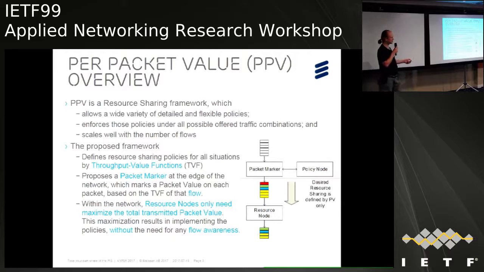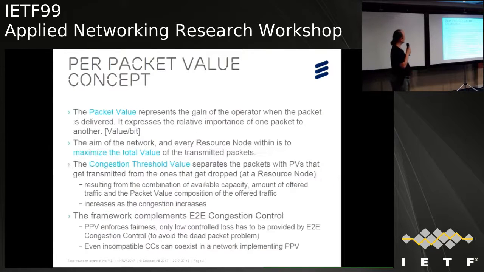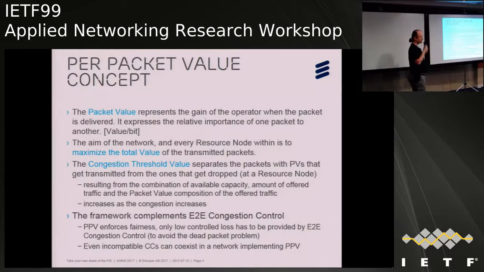And within the network, resource nodes only need to maximize the total transmitted value. This results in implementing the policies without any need for flow awareness. So you don't need to know to which flow these packets belong, or what the policy of that packet is. The value marked on every packet expresses the gain of the operator when the packet is delivered, and its relative importance in value per bits. And again, every resource node aims to maximize the transmitted packet value. How to do that will be detailed later.